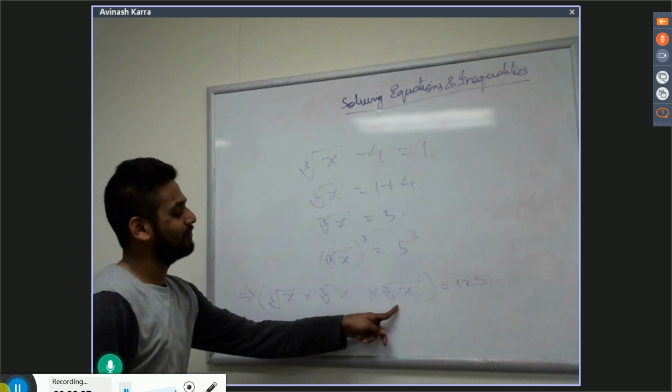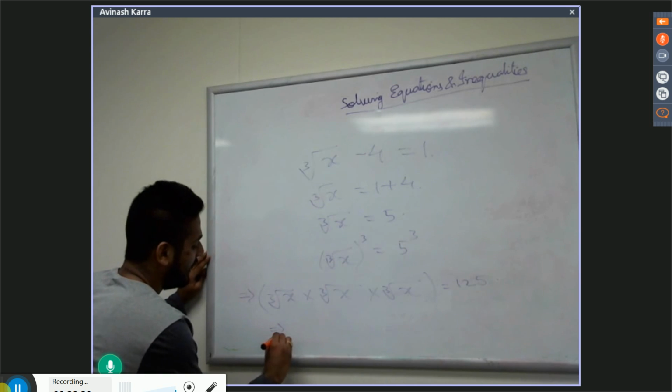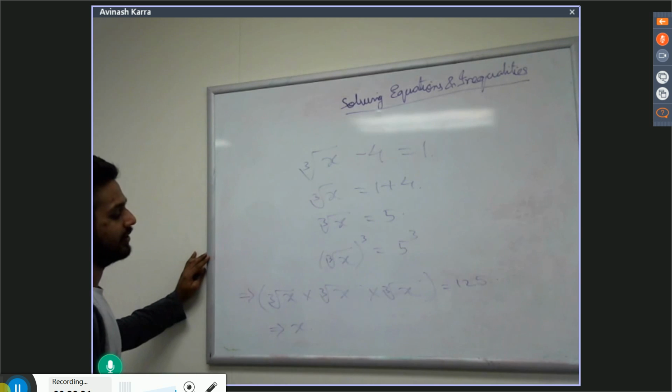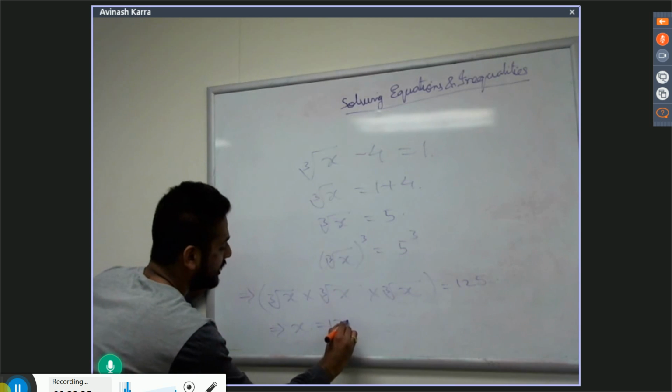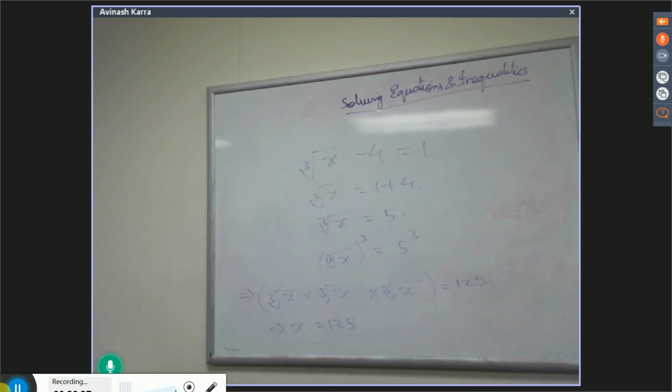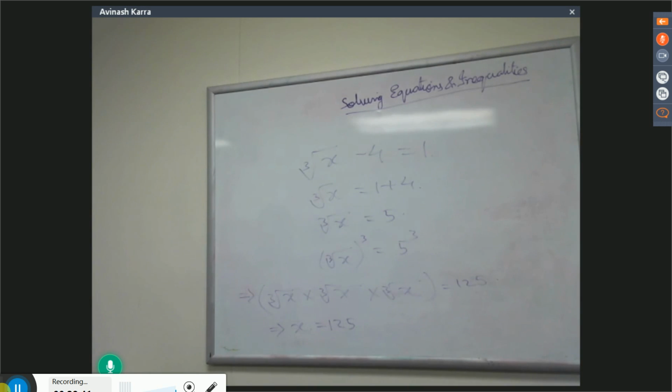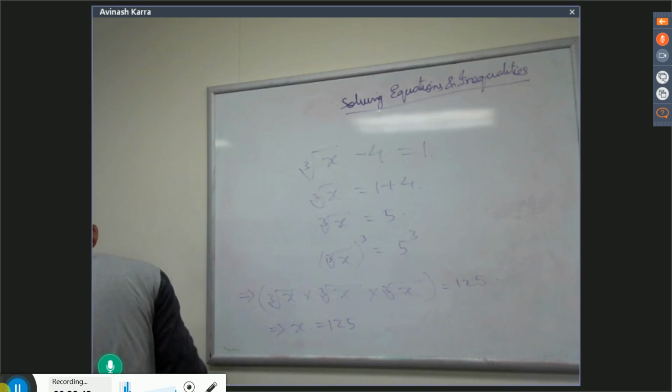So when you do this, what you'll get? X, right? Yes. So x is equal to 125. Did you understand? Yeah. Perfect. Thank you. You're welcome.